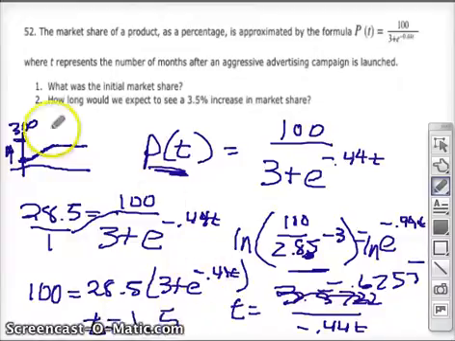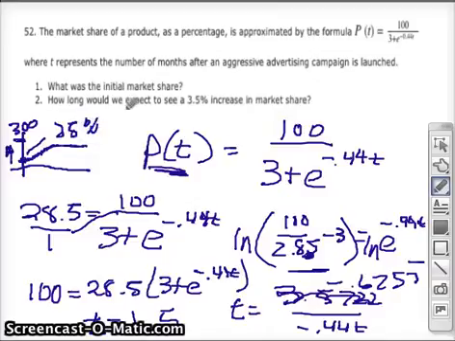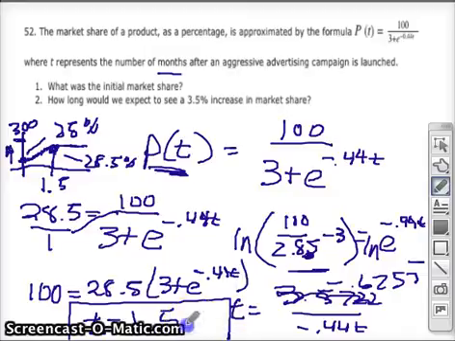Okay, now what does this mean? This means my market share started out at 25%, and this is going up by months. So at 1.5 months, it's gone up some. It's gone up to 28.5%. It's gone up 3%. So that would be the answer right there, 1.5 months. Okay, a little sloppy, but I think I get across the work and what you need to be able to do with that problem. Hope that helps.